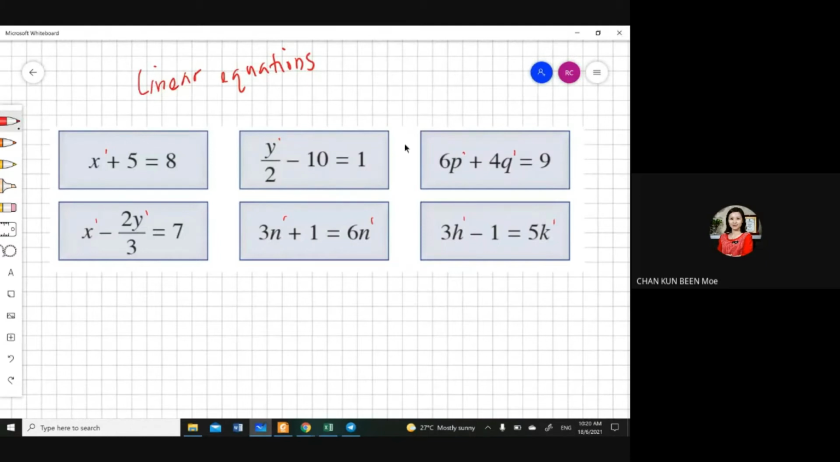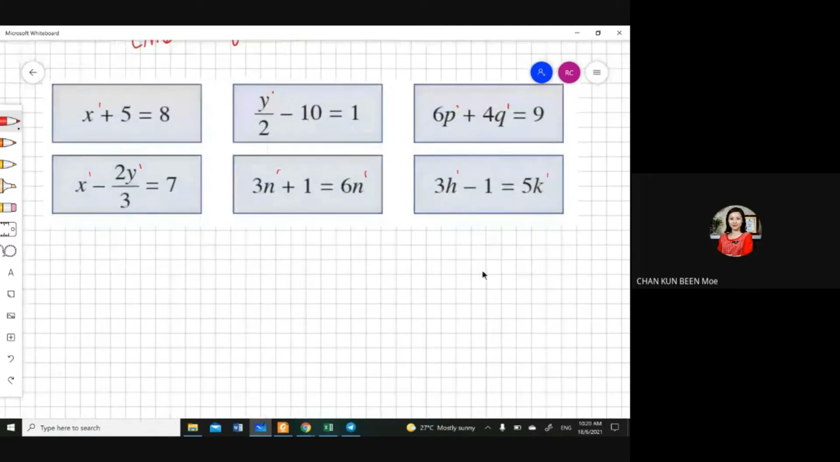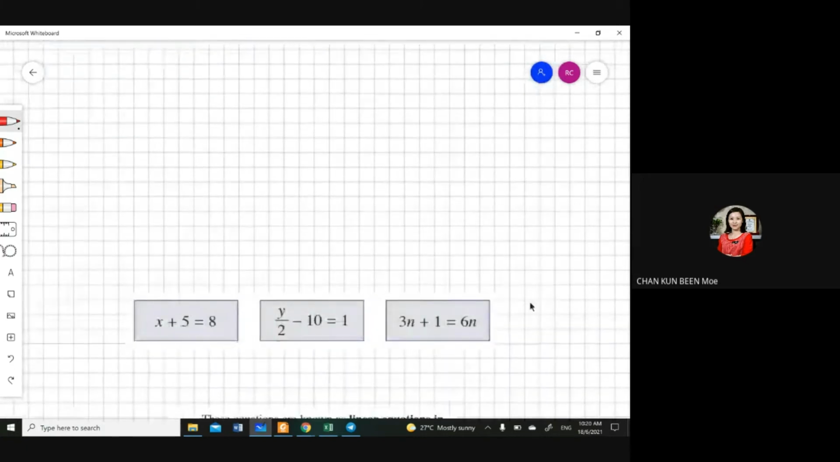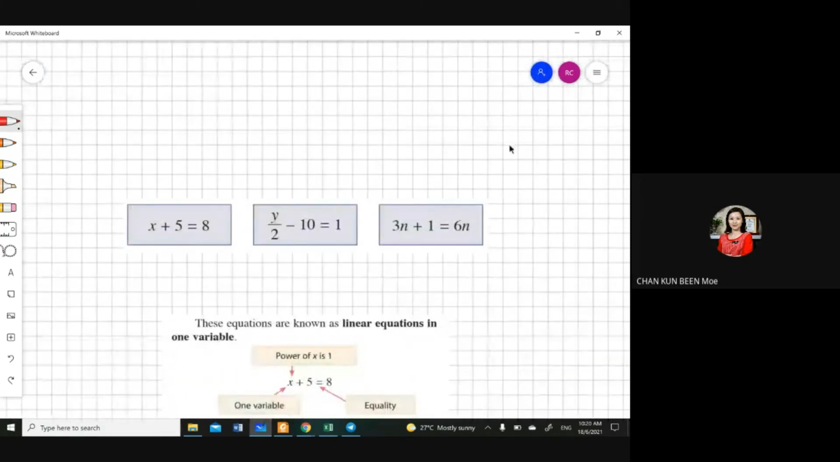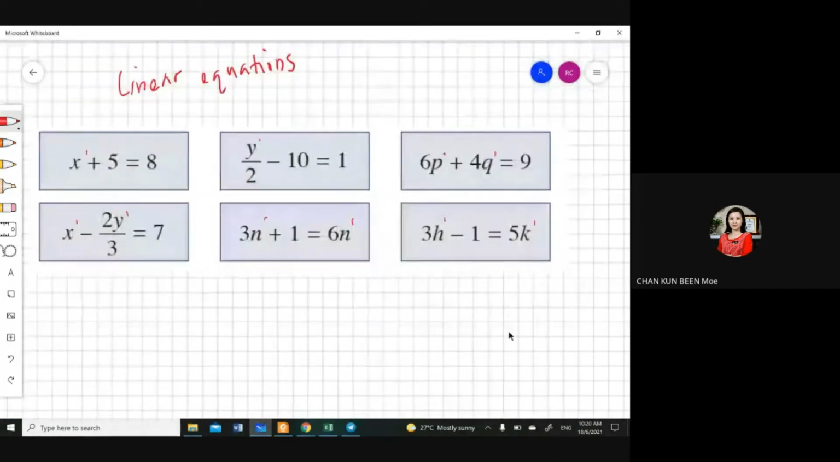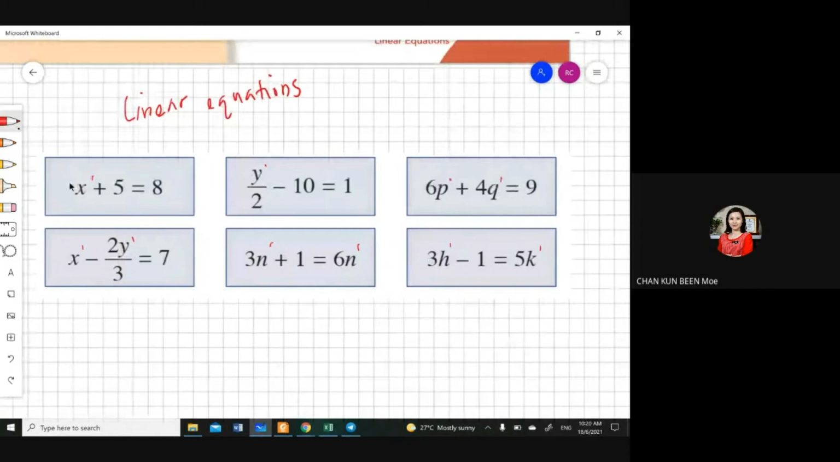But then among all 6 of these, it is found that there is one variable and the power of the variable is 1. This one. What is the difference? The difference is like this. We have one variable over here. This one also one variable, but this one we have 2 variables. This one also 2. This one, n and n is 1. h and k are different, right? So we have 2. Remember, this chapter we learn linear equations in one variable.